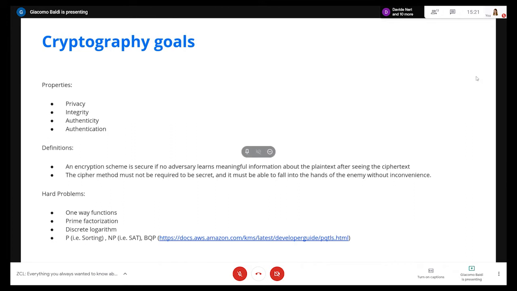We don't know if these hard problems can be solved with a very, very smart algorithm in a linear amount of steps. We don't know. We doubt that this is the case. We strongly suppose and believe that P problems are different from NP problems, but we don't know yet.